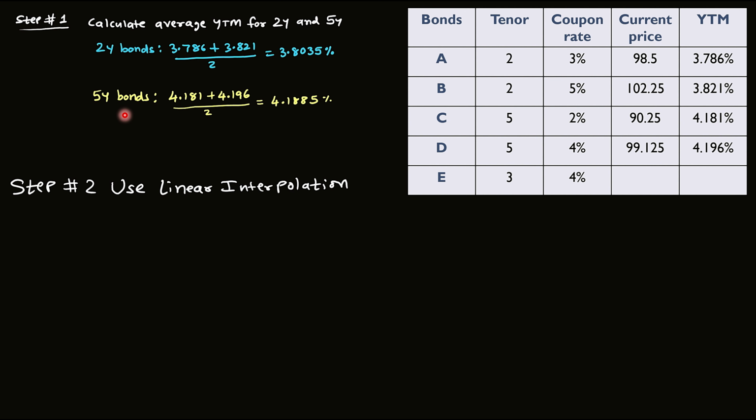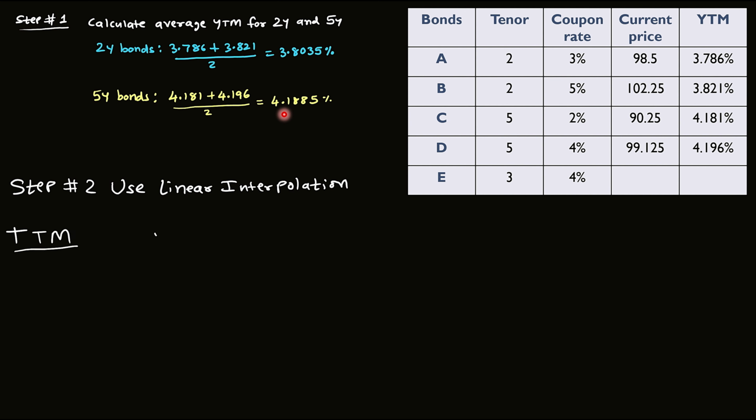All right. Now we can also figure this out as the yield for 3 years. So we have 3.8035 for the 2-year bond, and 5-year bonds have a yield to maturity of 4.1885. So the 3-year bond has to have an approximate value of somewhere between 3.8 and 4.1. We can make some guesstimate there, but let's go ahead and find out using linear interpolation.